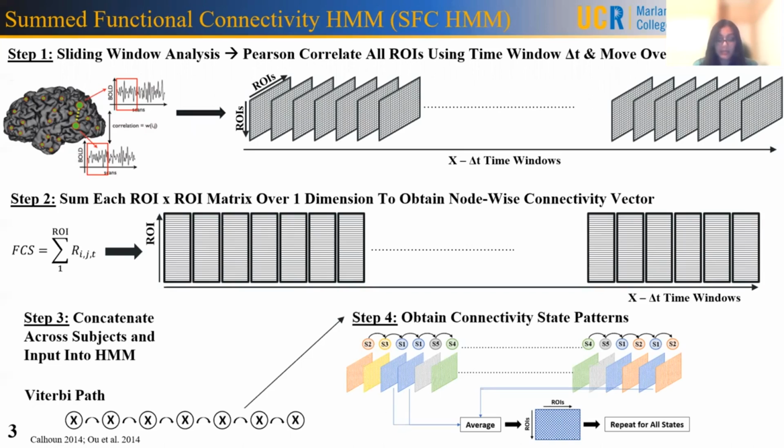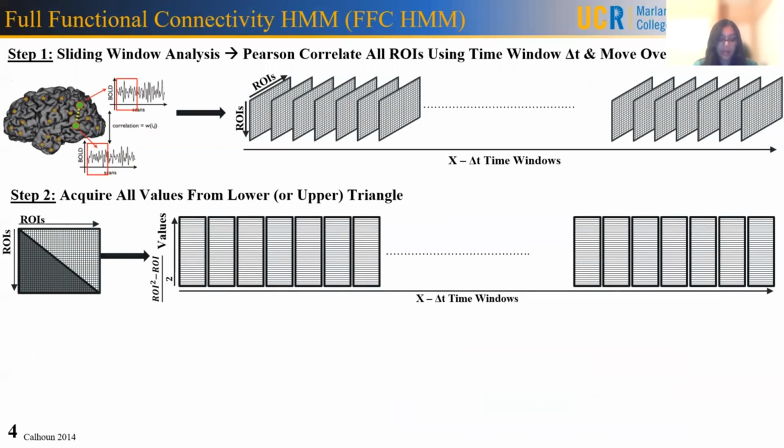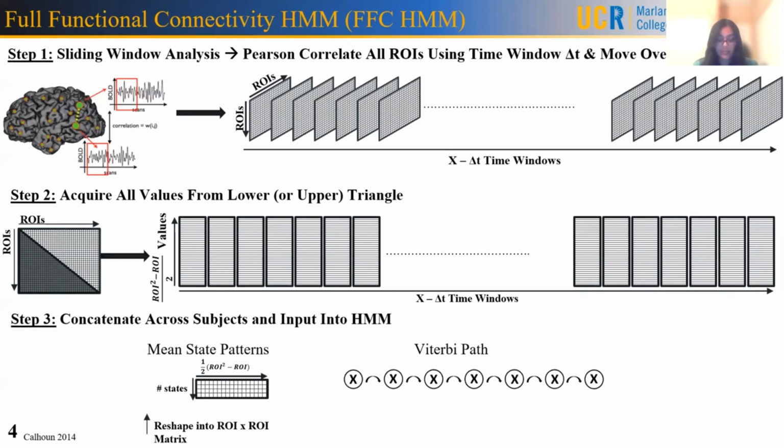And while this is an established method presented in literature, the HMM is fit to a summary statistic rather than to actual connectivity values. So to rectify this, we introduce a third HMM subtype, which we're calling a full functional connectivity HMM, or FFC HMM. So once we extracted the bold signal from our predefined ROIs, we performed a sliding window correlation analysis, but this time we took all the values from the lower triangle of each of the matrices, flattened it out into a vector, and then repeated that for every time window until we get something that looks like this. And then we used that information and fitted that to an HMM to obtain our outputs of interest.